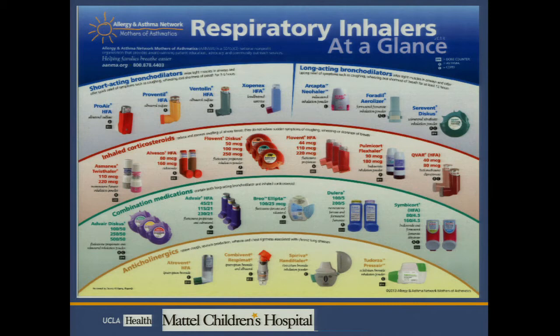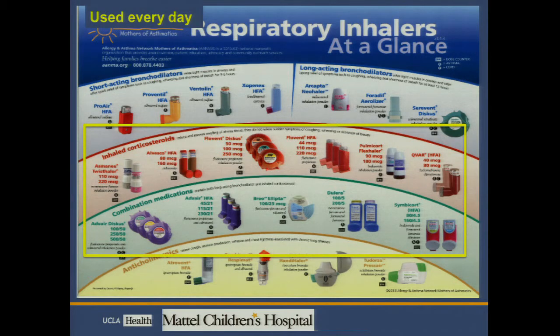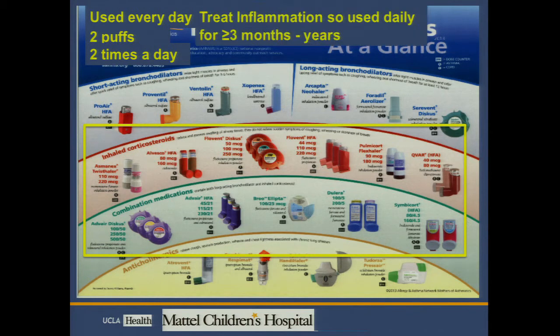So now let's talk about adherence implications of dosing. And then I will also talk about one exception to the need for using inhaled corticosteroids on a daily basis. Okay, so we're now going to talk about this group of medications. So classically, they're used every day, and that's when they're most beneficial. Typical dosing is 2 puffs twice a day. We'll talk about some alternative dosing strategies shortly.